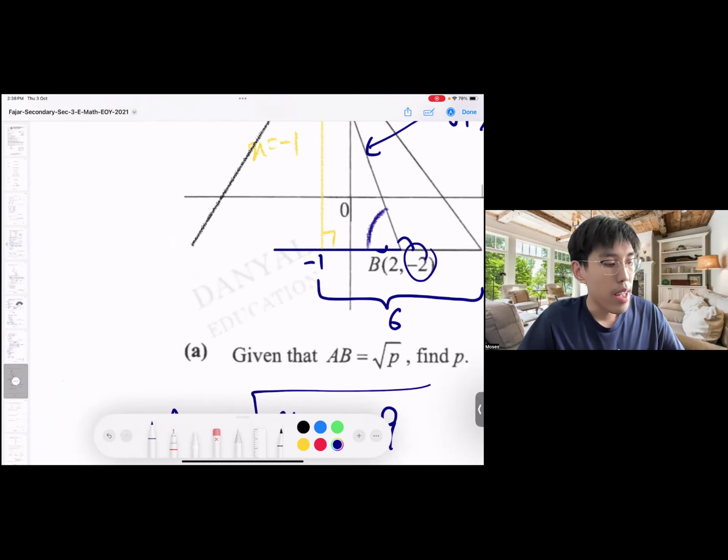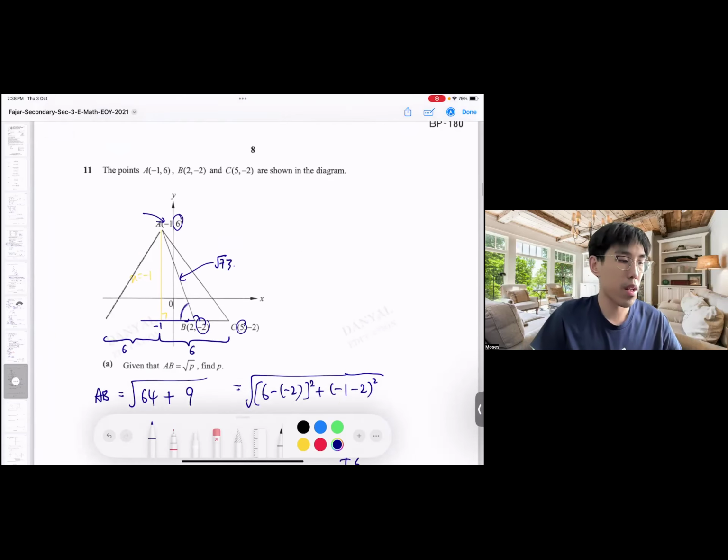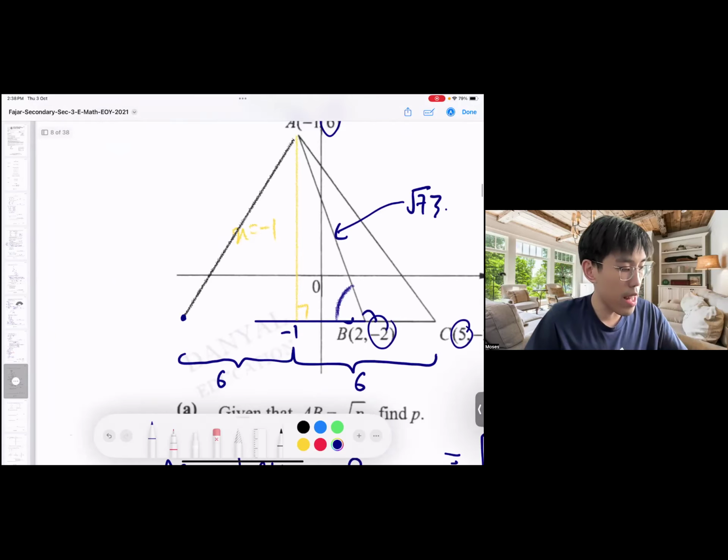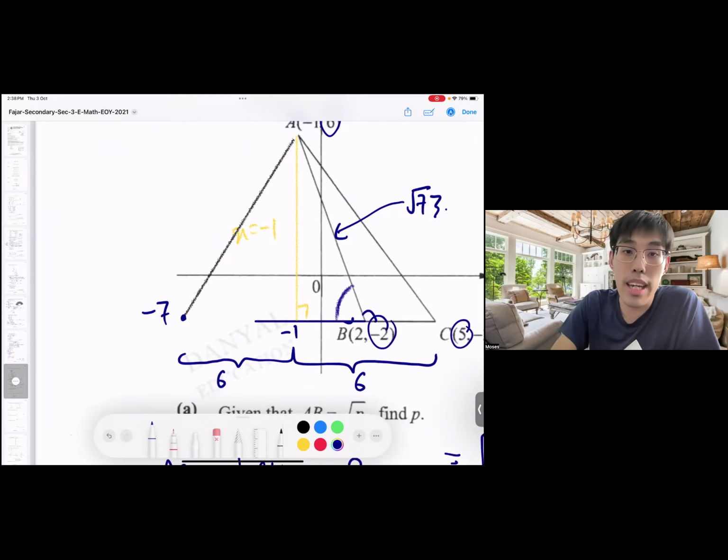So therefore, on the other side of things, they must also have 6 units. So -1, -6. So -1 minus 6 will be -7. So this one will be -7. That's the idea. Okay.